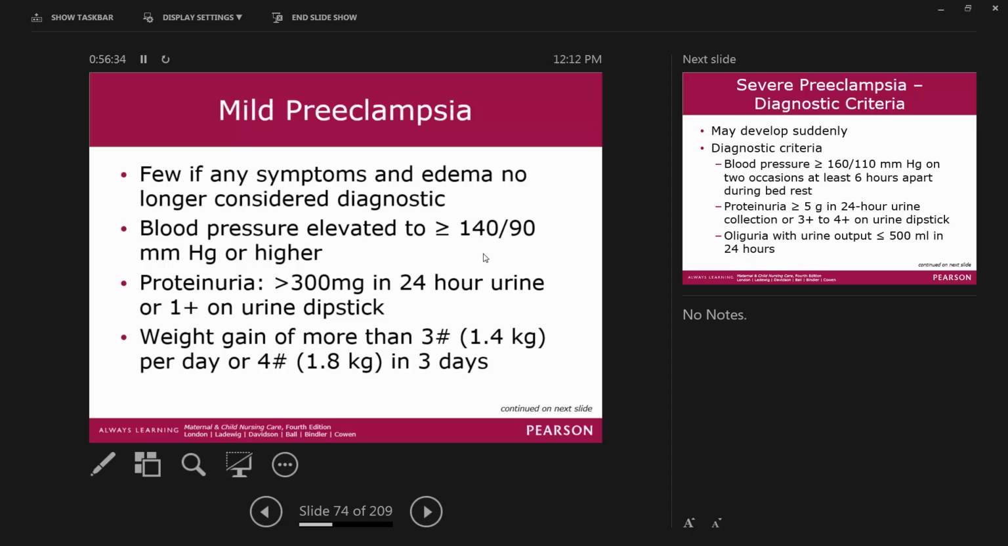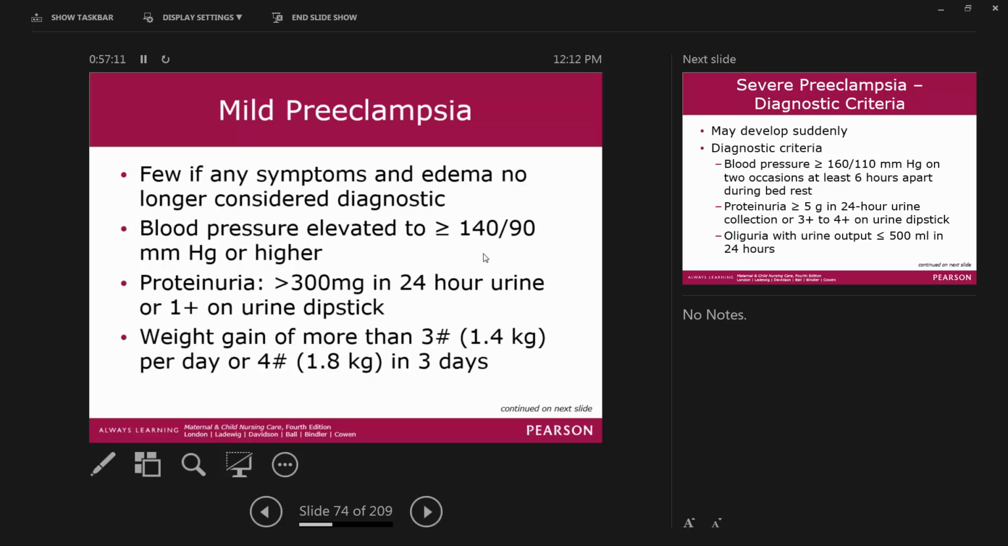Now, preeclampsia is when we have high blood pressure and protein in the urine. So if our blood pressure is greater than 140/90, and we're spilling 300 milligrams or more of protein in a 24-hour urine, or if you use a dipstick in your clinic, which is probably what you're going to do, it's 1+ on the dipstick, then she's diagnosed with mild preeclampsia or just preeclampsia, okay?